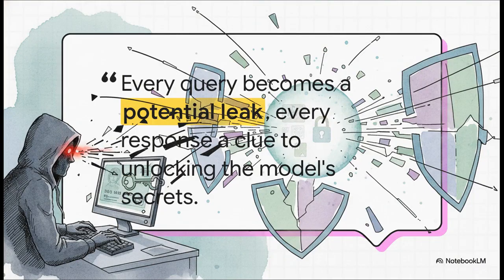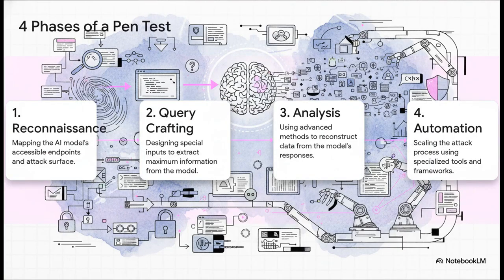And this quote right here, it perfectly captures their mindset. For an AI pen tester, the model isn't just a piece of software. It's a suspect they're interrogating. Every single question they ask it, every answer they get back, is one more clue that could help them unlock the system's deepest secrets. Their playbook is incredibly methodical, broken down into 4 key phases.